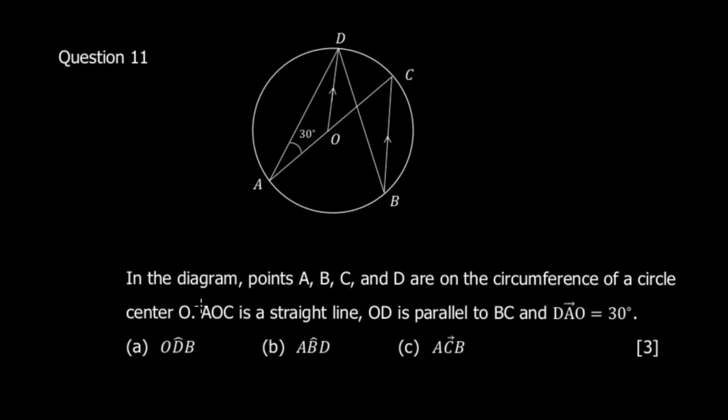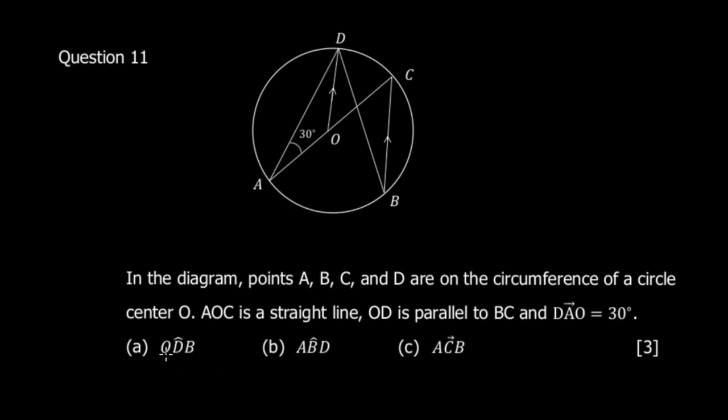Question 11. It says, in this diagram, the points A, B, C, and D are on the circumference of the circle center O. AOC is a straight line, so this one is a straight line. OD is parallel to BC. These lines are parallel, and you can also see it with these arrows. Angle DAO is equal to 30 degrees.